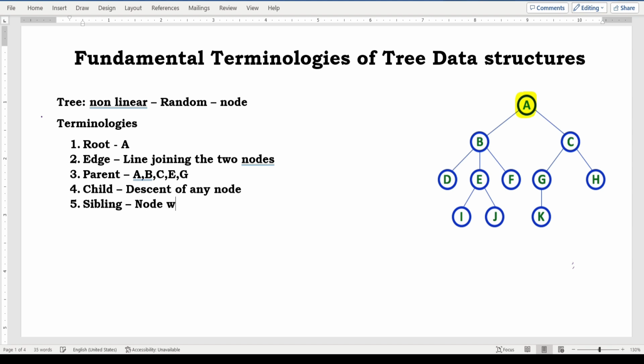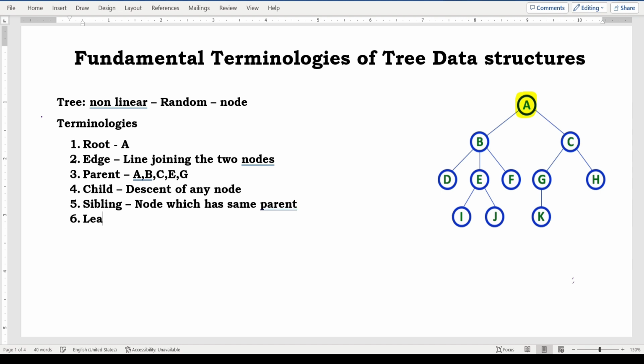So you can say nodes which have the same parent are called siblings. With respect to A, B and C are siblings, and with respect to B, D, E, F are siblings, and with respect to C, G and H are siblings, and with respect to E, I, J are siblings, and with respect to G, only K, which does not have a sibling. So K is a single child.